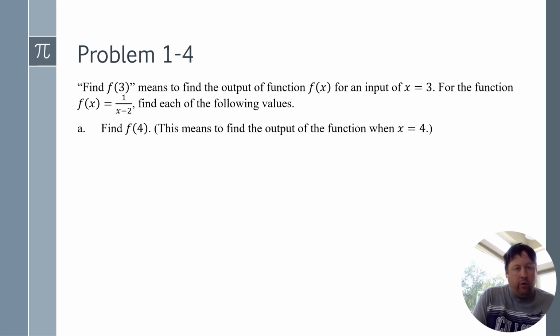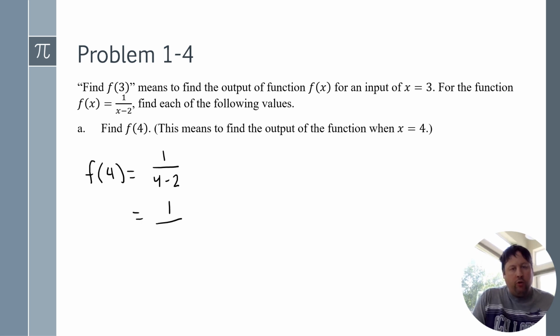So what you're going to do is f of 4, I replace the x with a 4. So in the rule, we're going to replace the x with a 4. The x was right here, now it's a 4. Then I simplify, we get 1 over 2, 4 minus 2 is 2. And so the answer is 1 over 2.